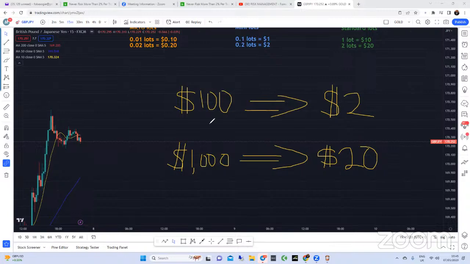So if a trader starts with $100, for instance, and say a couple of us start with $100. I start with $100, and Ikeoma starts with $100.